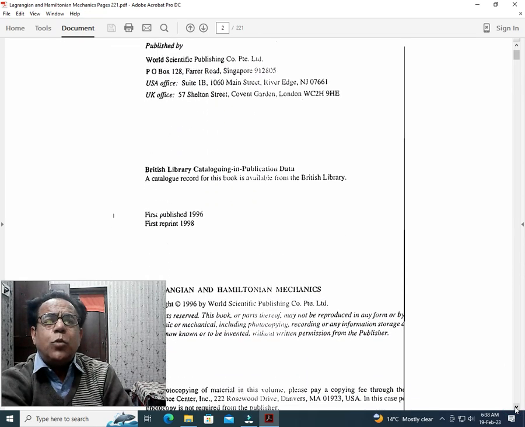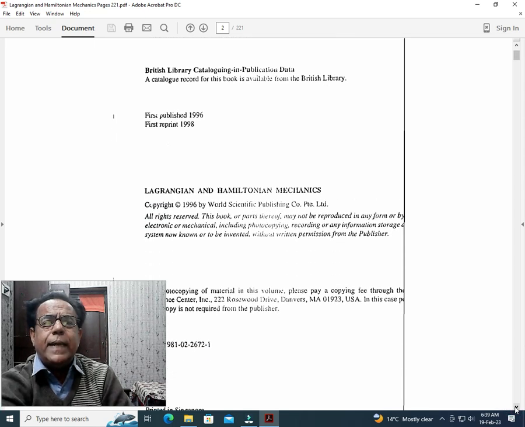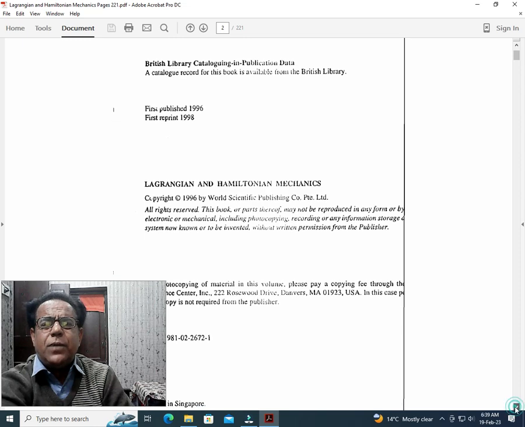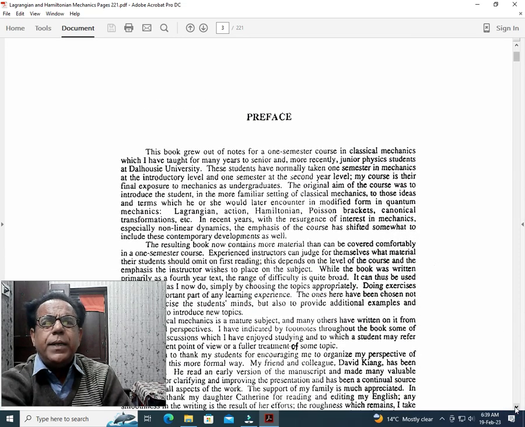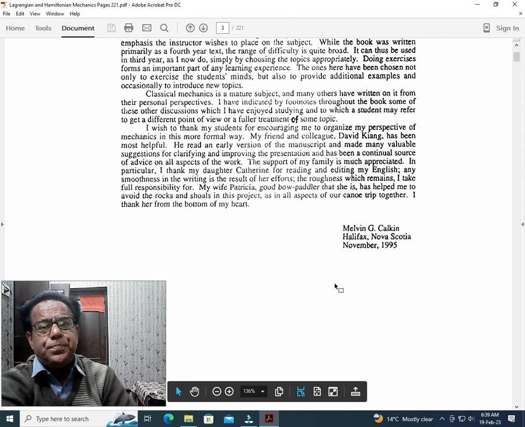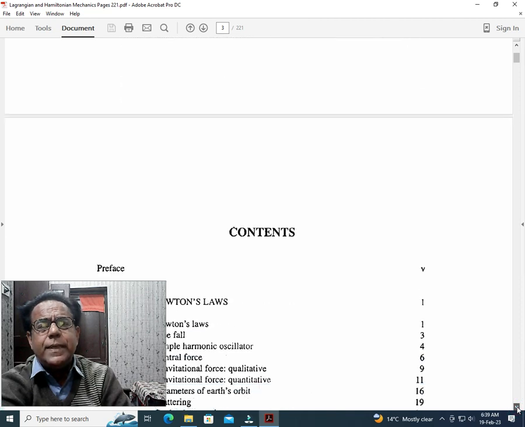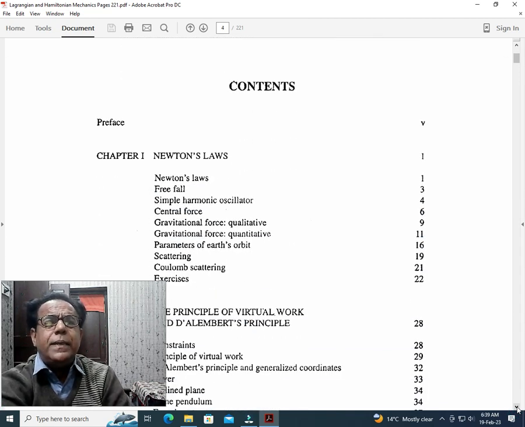Now we see the copyright page. First published in 1996, first reprint 1998. Copyright 1996. Definitely in 1996 printing technology was relatively outdated. Its preface was written in November 1995, and its print condition is relatively poor. Anyhow, we are concerned with the contents rather than the printing.